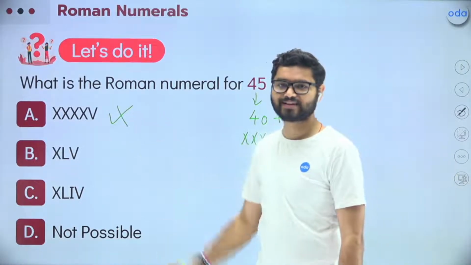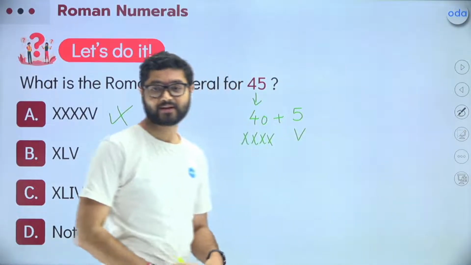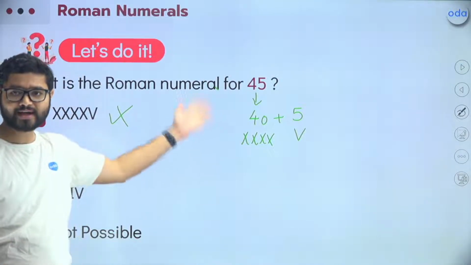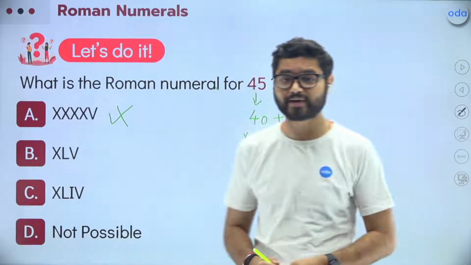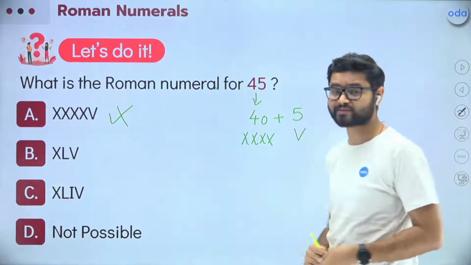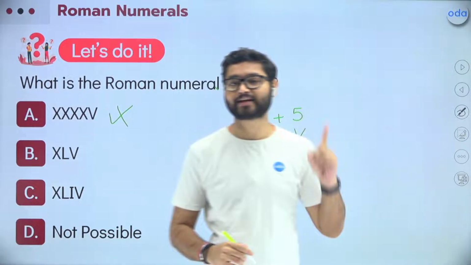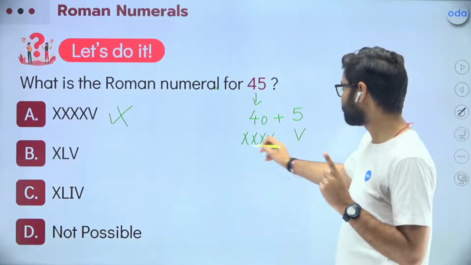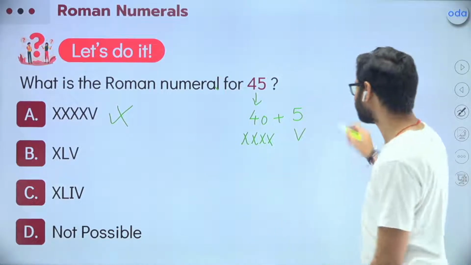Is it? Is A the answer? Can you tell me why A is not the answer? Why can we not write 45 like that? For me, this is pretty cool. 40 is XXXX, 5 is V. That's it. It's pretty easy. But why is this not the right answer? We are forgetting rule number 1, which says that we cannot repeat a symbol more than 3 times. And what are we doing here? We are repeating the symbol 4 times. Not allowed. This is not the right way.